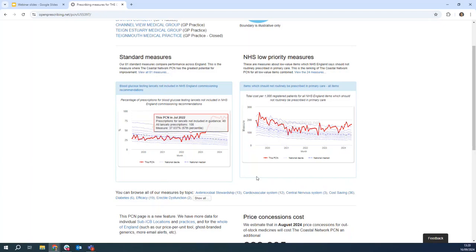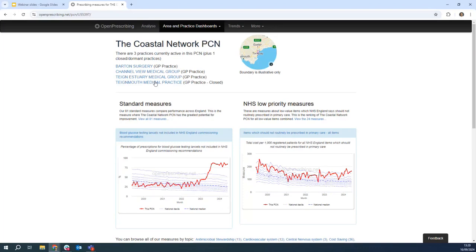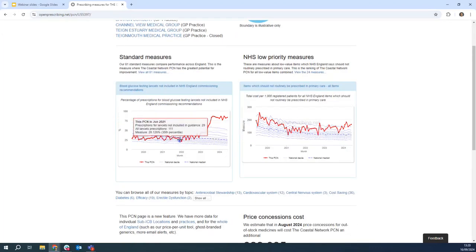It might just mean that something specific is happening in that area, or there are good reasons why things are high. So these are the charts that we have. These are the standard charts. The red line is probably the one you're most interested in. This is the organization you're looking at, so here, we're looking at the PCN. This is what the PCN level performance is. They're all interactive, so if you hover over, you can see different time points and different bits of data at different time points. We can see June 24 is the latest piece of data here. It tells us what the numerator is, so the top number, prescriptions for Lancets not in the guidance, and the denominator. And it tells us what percent the measure is at and what percentile they're in.